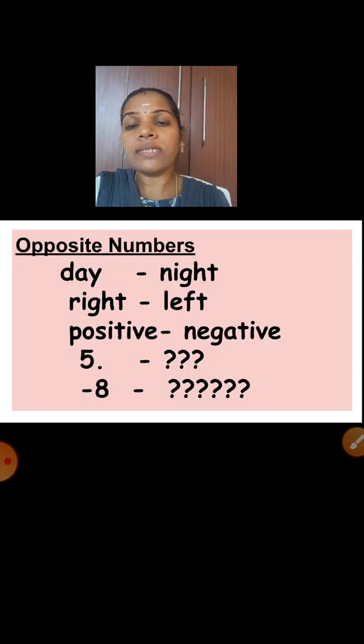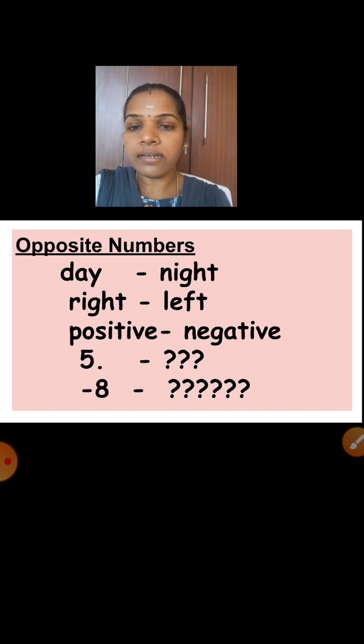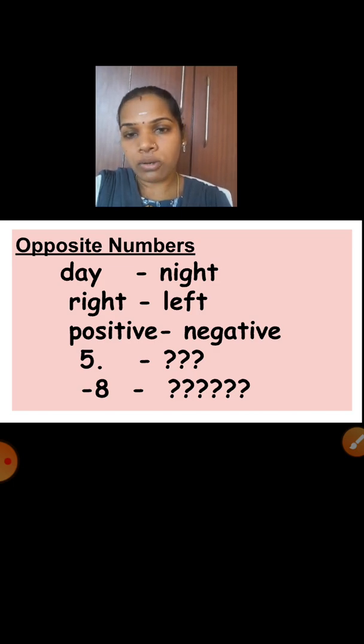Okay, so opposite numbers. Children, you had studied about some opposite words in your English subject, isn't it? Yes. So some examples I have given here: day, night, right, left, positive, negative. So what is the opposite of 5? Do you know? Next one is negative 8. What is the opposite number of negative 8? Do you know? So I will teach you now.